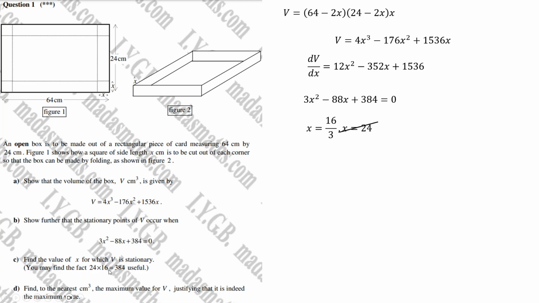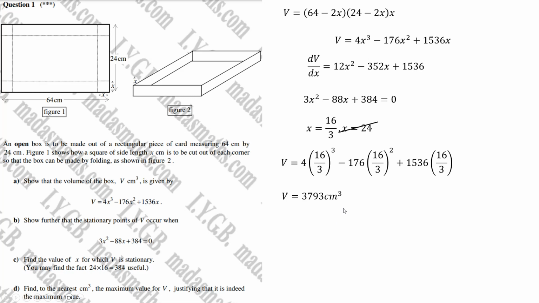So that's part C done. We want to find the maximum value of V. Well, V is maximized when x equals 16 over 3. So plug this into your volume equation to get this. Put it into a calculator if you want one, but you get 3,793 centimeters cubed.